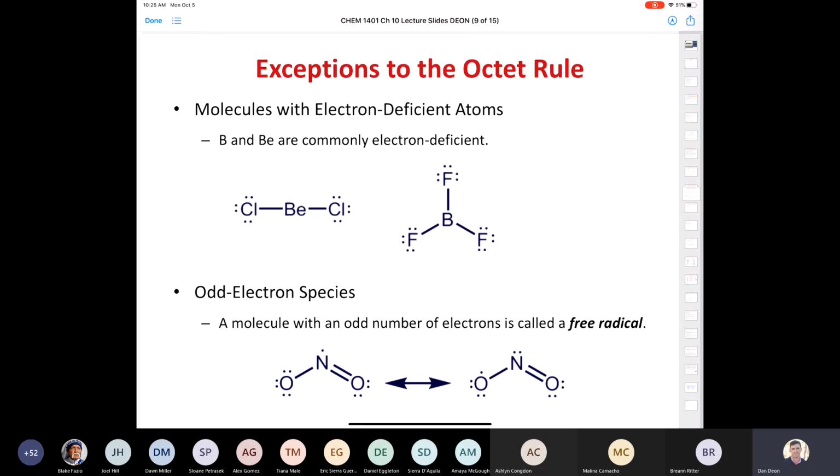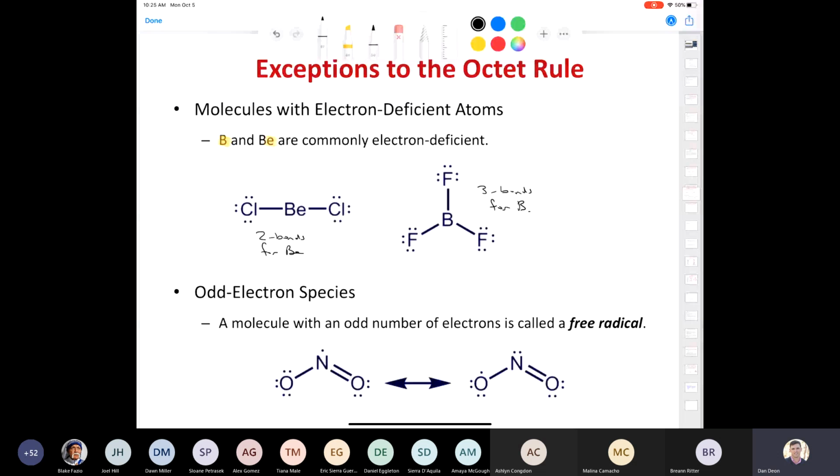That's one exception. Another one is molecules with electron deficient atoms. Boron and beryllium are the two atoms you need to be aware of that are commonly electron deficient. Beryllium usually just forms two bonds, and boron forms three bonds. In the book she goes into more detail, but you don't need to know anything more than what I just wrote: two bonds for beryllium, three bonds for boron.